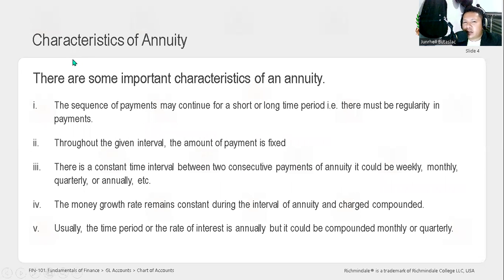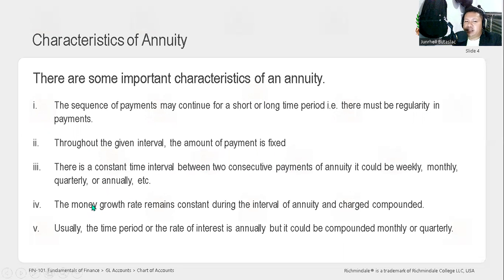So, characteristics of annuity. There are some important characteristics of an annuity. First, the sequence of payments may continue for a short or long time period, but there must be regularity in payments. Second, throughout the given interval, the amount of payment is fixed. Number 3, there is a constant time interval between two consecutive payments of an annuity. It could be weekly, monthly, quarterly, annually, and so on.